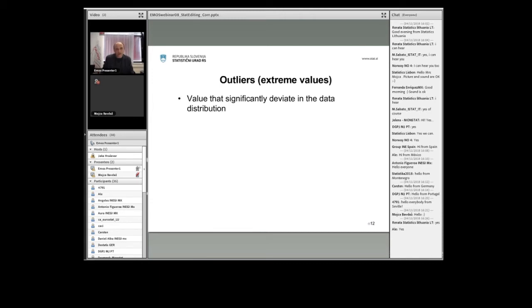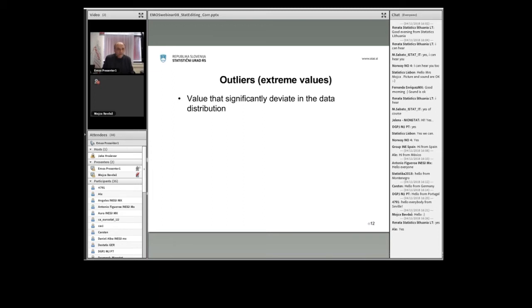One definition of outlier I wrote is a value that significantly deviates in the data distribution. The problem here is, of course, this word significantly. That makes the outlier, in fact, a relative term. It's never an absolute term. It always depends on some parameters that you put in the procedure of detection of outliers. In a way, you choose what will be an outlier for your data and what will not be.